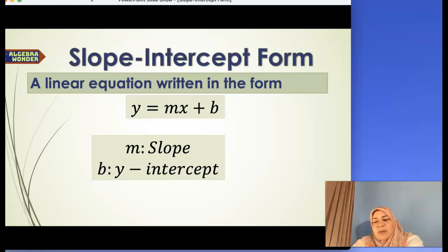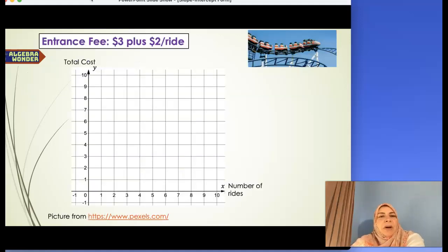So let us connect this to real life. Okay, so here we go. I'm going to an amusement park. The entrance fee is $3 and then plus $2 for each ride. So if I go to the amusement park and take no ride, I will pay $3. If I take one ride, I will pay $2 plus the 3, which is 5. If I decide to have 2 rides, 2 times 2 is 4 plus 3, which is 7, and so on.